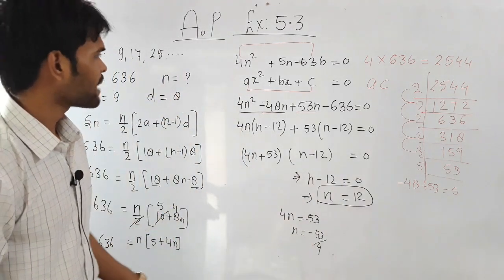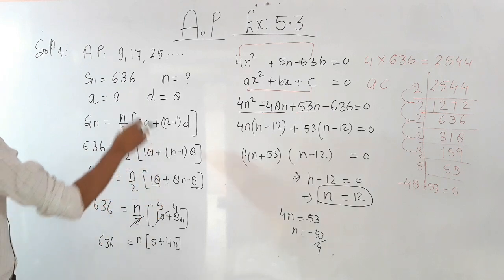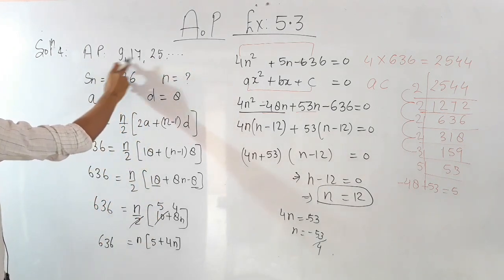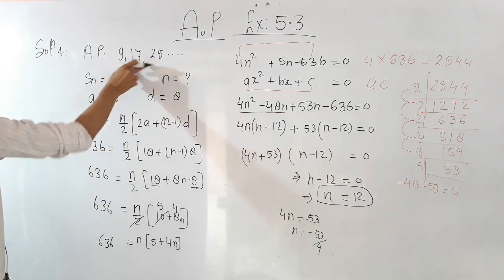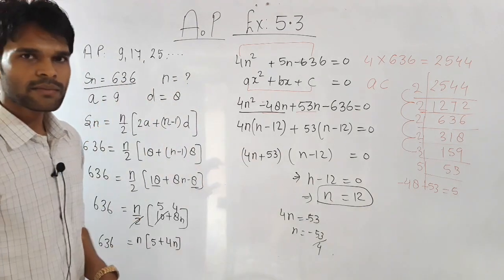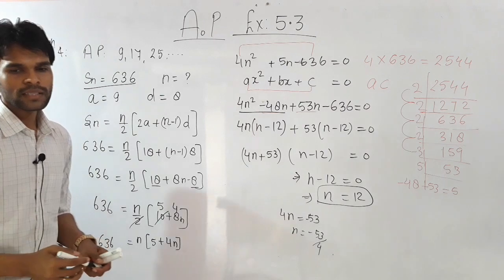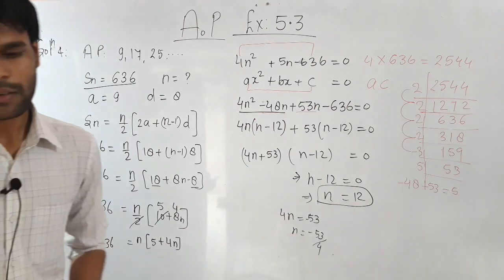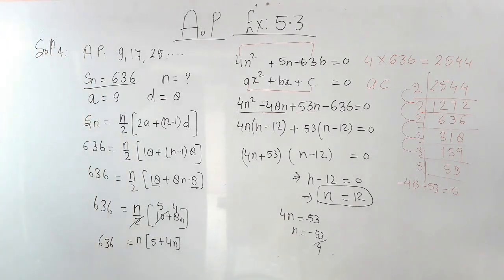So in this way we have obtained that if we take the sum of 12 terms of this AP, it will give the sum of 636. समझ में आ गया सभी को? Is that clear? Okay, proceeding towards the next question of this exercise, you may note it.